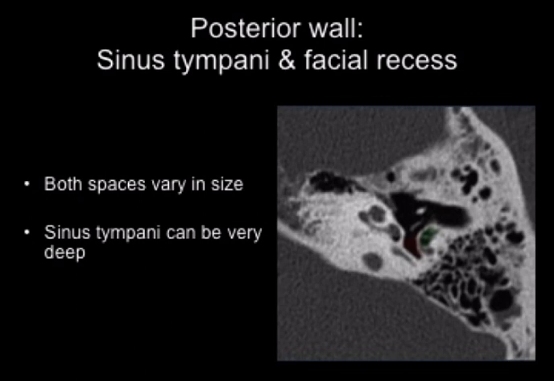As you come down, unless you have actually scrolled up and down, you can see this is the facial nerve here, and you've got these recesses either side. The sinus tympani, as in this case, can be very deep as well.